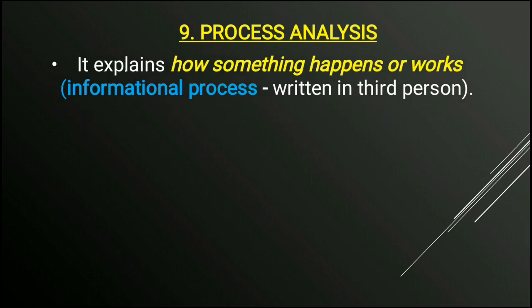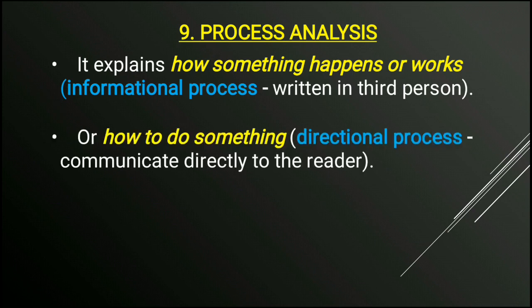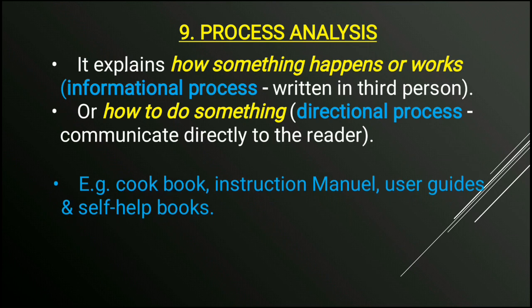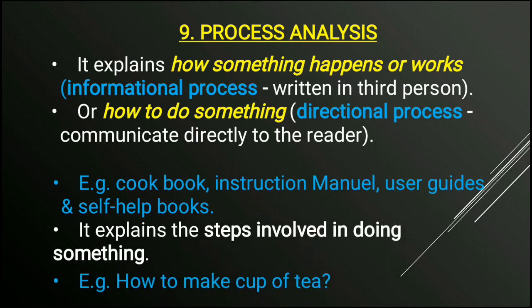Number 9. Process analysis. It explains how something happens or works. An informational process is written in the third person. Or it explains how to do something. A directional process communicates directly to the reader. For example, cookbooks, instruction manuals, user guides, and self-help books. It explains the steps involved in doing something. For example, how to make a cup of tea.